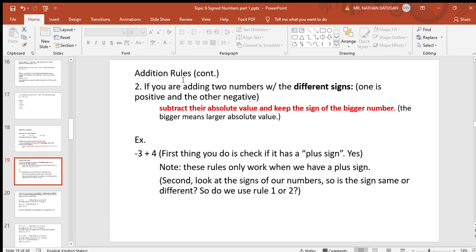Rule 2 is, if we're adding two numbers with different signs, one is negative and the other is positive, or the other way around, we subtract their absolute values and we keep the sign of the bigger number. Bigger means the larger absolute value. That's the reason why we learn how to compare numbers and absolute value, so we know how to add integers or any signed numbers.